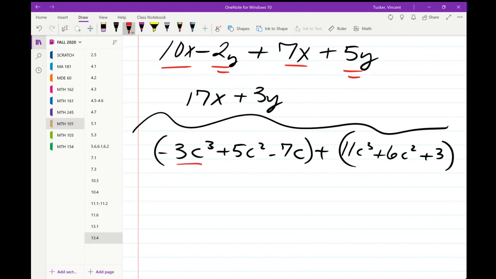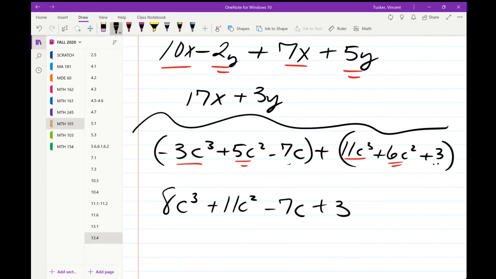So negative 3c cubed and 11c cubed is going to be 8c cubed, 5c squared plus 6c squared, 11c squared. Now this negative 7c, there's nothing I can combine that with, so I just bring it down. Same thing with this plus 3, and that'll be your final answer.